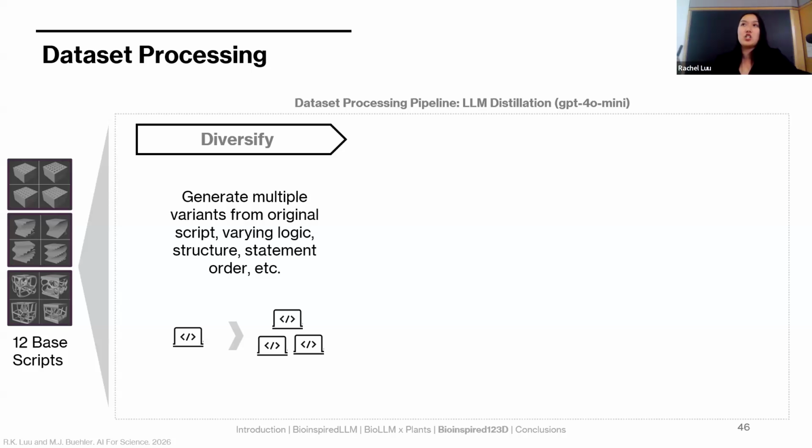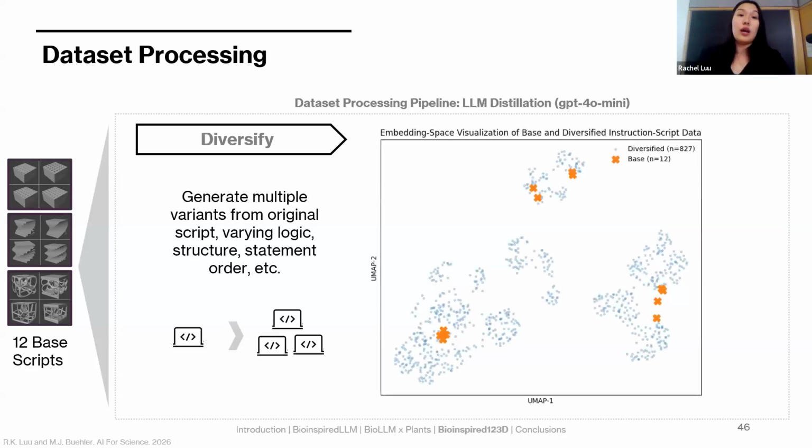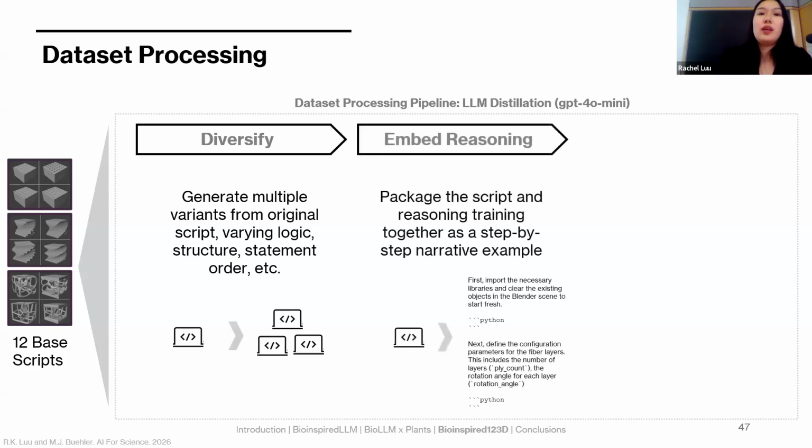And this would be variants that change the logic, use different functions, change the order. And from there, when we do that, we find that yeah, this definitely does help diversify the scripts. We see that it semantically and syntactically helps spread the scripts out across the embedding space.